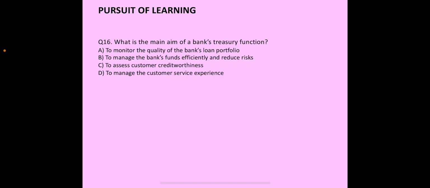Next question. What is the main aim of a bank's treasury function? The options are: A, to monitor the quality of the bank's loan portfolio; B, to manage the bank's funds efficiently and reduce risks; C, to assess customer creditworthiness; D, to manage the customer service experience. So the correct answer is to manage the bank's funds efficiently and reduce risks. Next question.